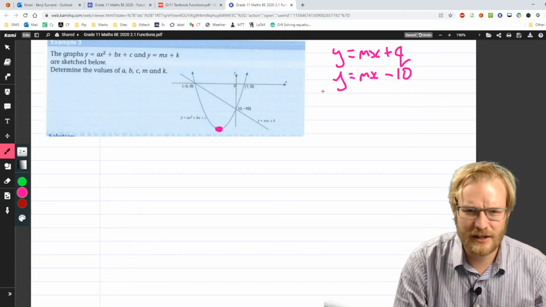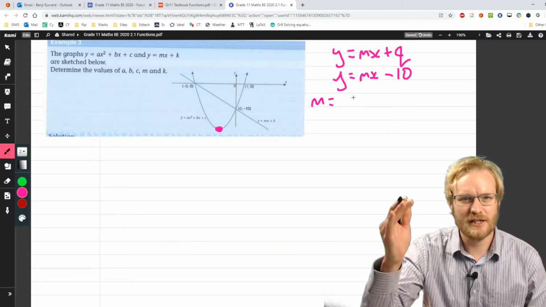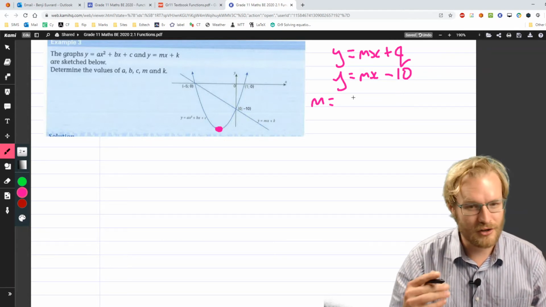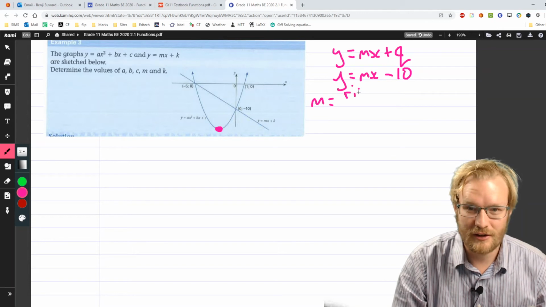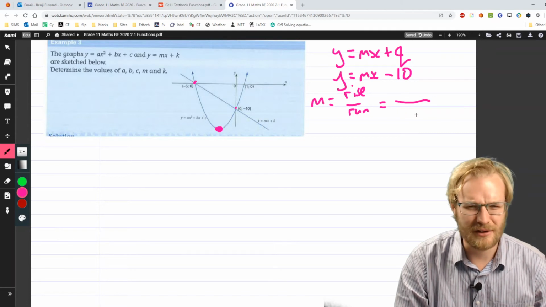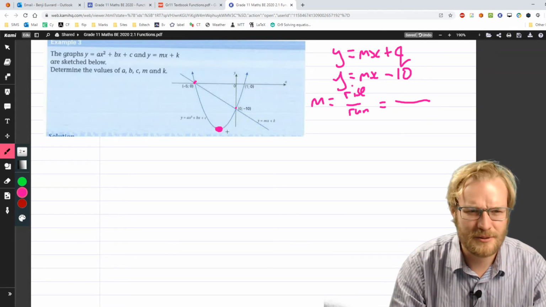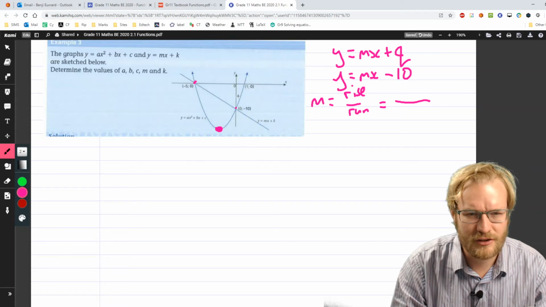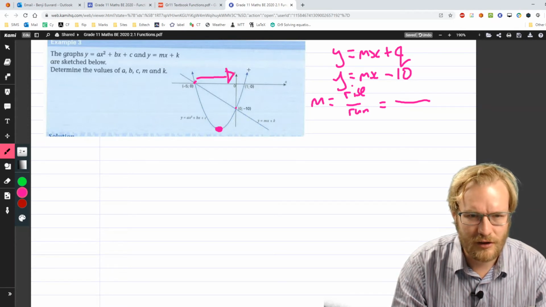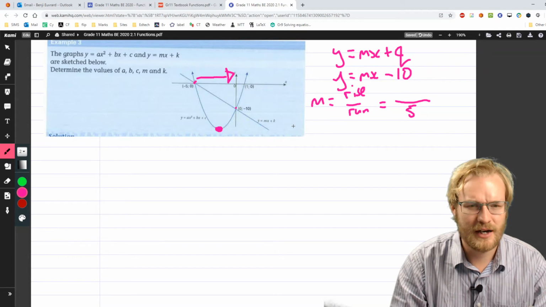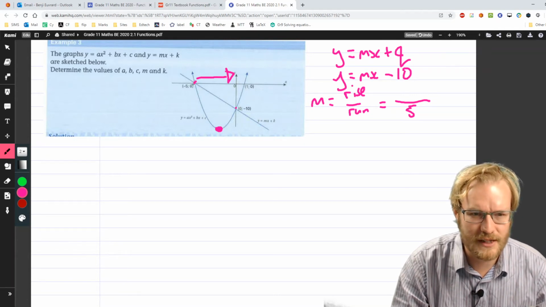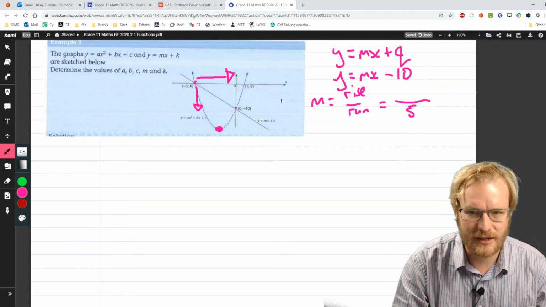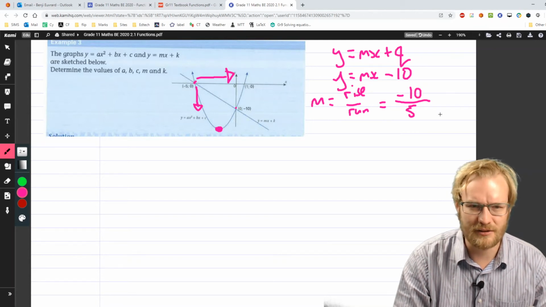Well, we need to find our gradient. Gradient equals rise over run. We're going from this point to this point. So how far are we running? I always like to start with the x's. We're going from negative 5 to 0, so we must have run across by 5. How far have we risen? Well, we've gone from 0 down to negative 10, so we've risen negative 10.